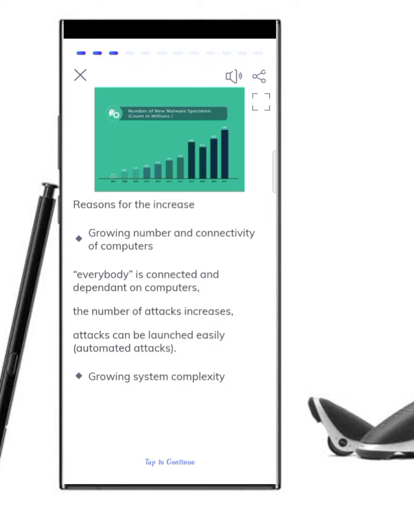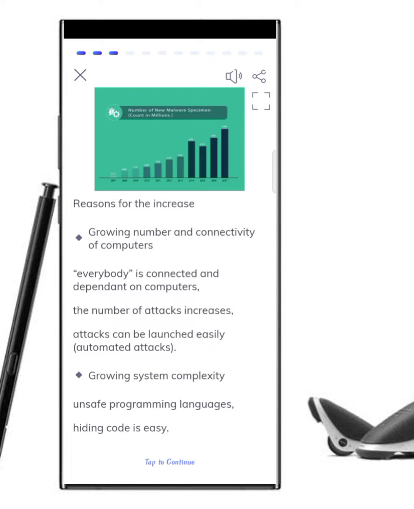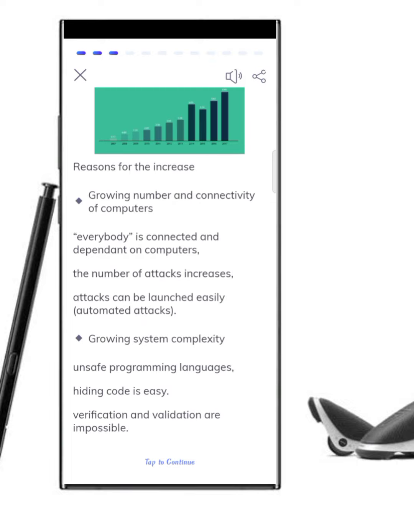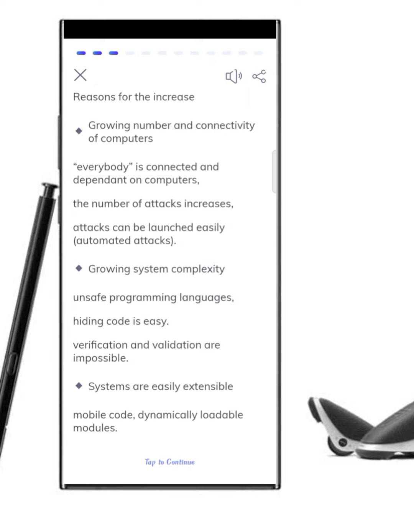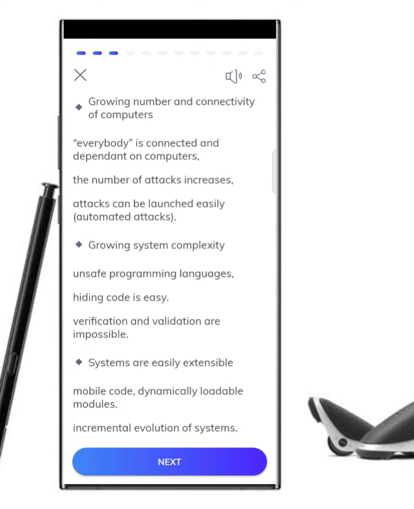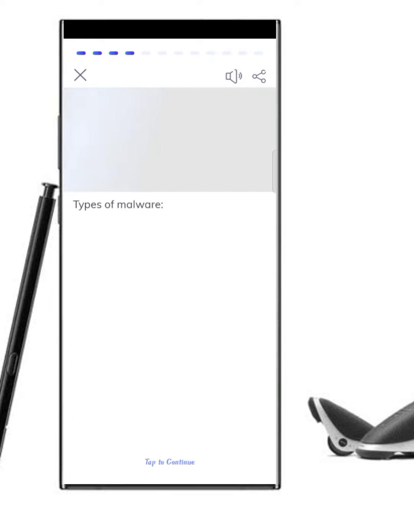Growing system complexity. Unsafe programming languages. Hiding code is easy. Verification and validation are impossible. Systems are easily extensible: mobile code, dynamically loadable modules. Incremental evolution of systems.